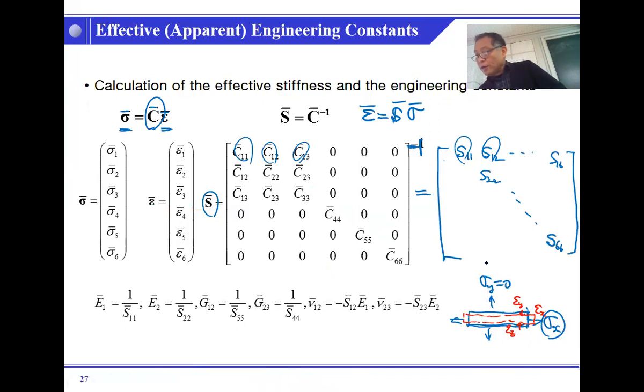Why is this observation so important? Because of the S matrix, pay attention to the S matrix. We are applying the stress components here, and we are measuring some strains. So experimentally, what we measure is the compliance, not the stiffness. There is no way to directly measure the stiffness.